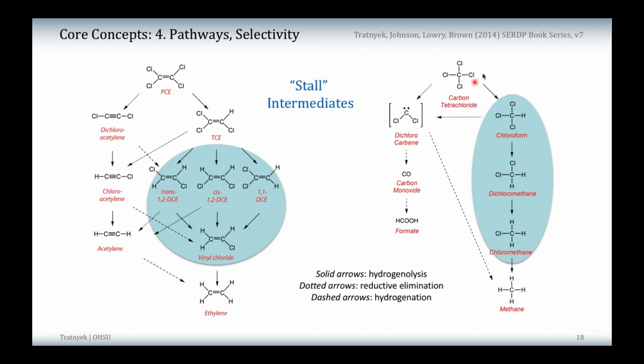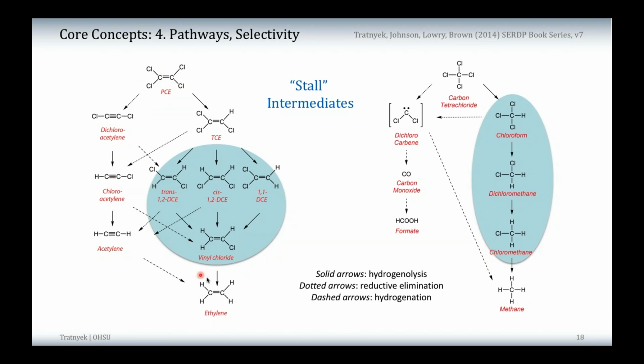The same thing actually applies to carbon tet. So if you start with carbon tet here and you do hydrogenolysis, you tend to get chloroform, dichloromethane, chloromethane, and these also are effectively stall intermediates, and they tend to be hard to further degrade. In principle, you can push the reaction all the way to completion by following these arrows all the way through, but that often doesn't happen. Instead, in practice, it's more effective to make an end run around those stall intermediates by going around this way.